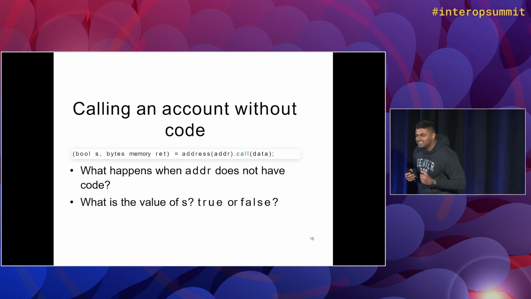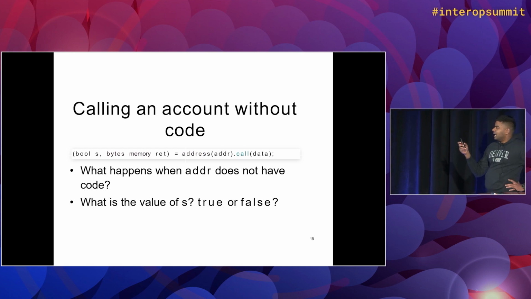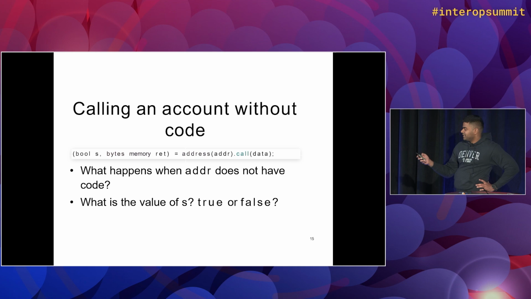Sorry? No, it's a low-level call. So there's no code at the address, and you're calling a call. Oh, it's a dot call. Okay, never mind. Yeah, you're not casting. Yeah. If you cast it to something and just call it, it will revert. This gets us a silent success. Yeah, exactly. It is a silent success, as you said. So the value of s here would be true.